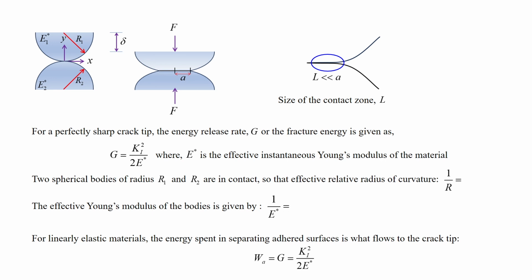Now, for elastic spheres, two spheres in contact, when we apply this load, a finite contact area is reached, that is A over here, and the size of the contact zone, where the influence of the adhesion forces is present, is much smaller than the contact radius. In that limit there is basically a sharp crack that appears. Sharp crack means that the radius of curvature of the crack tip is basically 0, and so in that limit the fracture energy is given by this quantity.